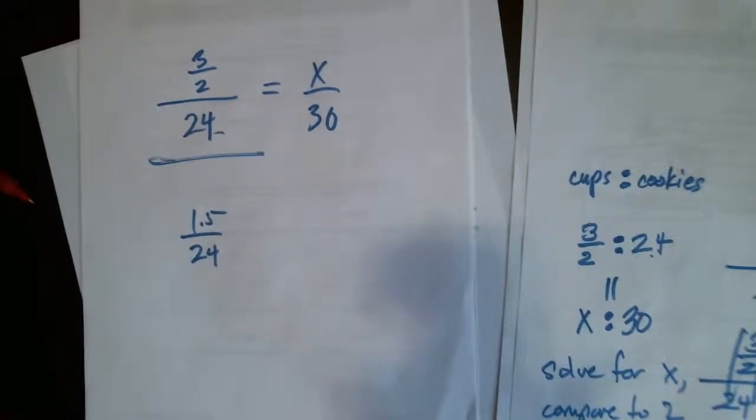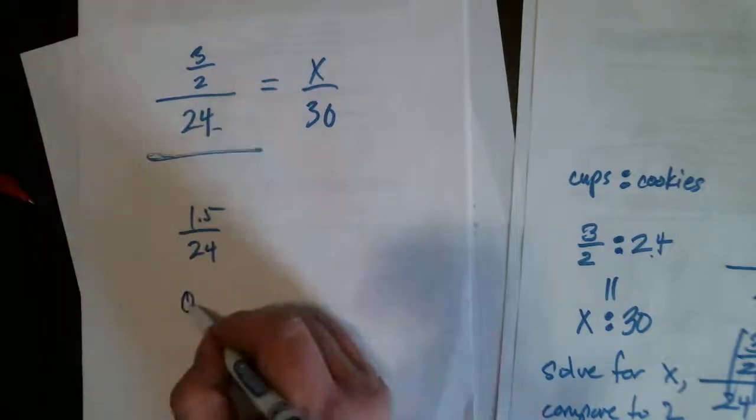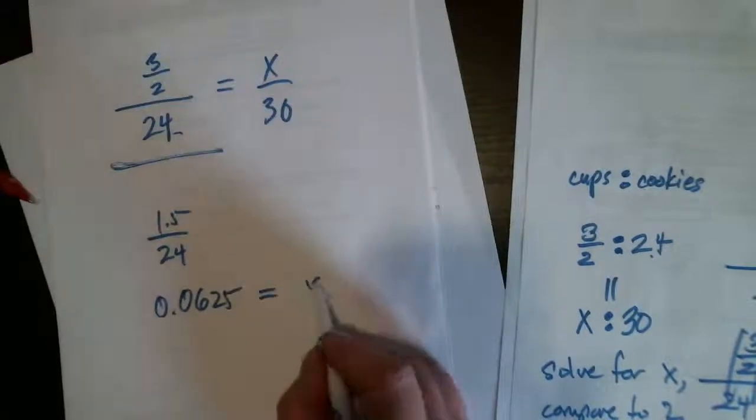Let's say we actually do put it into the calculator, and it's 0.0625. And that's equal to x over 30.